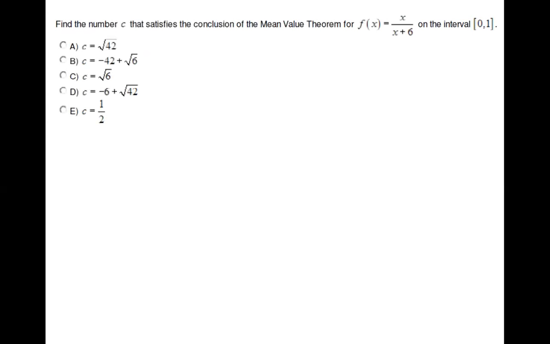Okay, standard question. Find the number C that satisfies the conclusion of the mean value theorem for the function x over x plus 6 on the interval from 0 to 1. That's when we remember the mean value theorem. We always have to remember the function must be continuous and differentiable, and it is. It's really important.